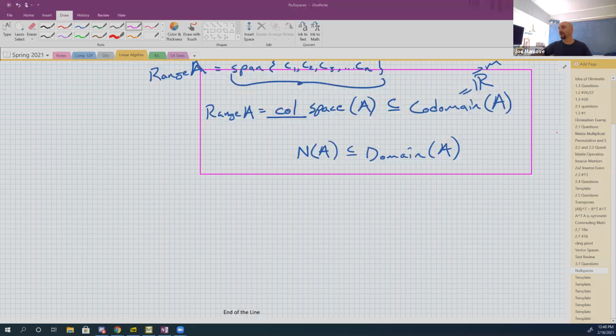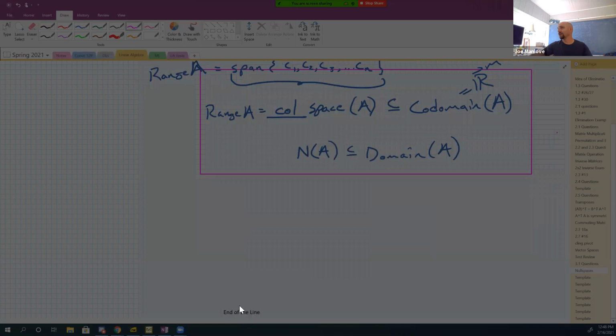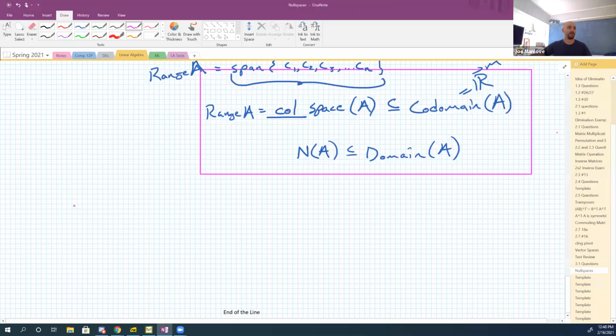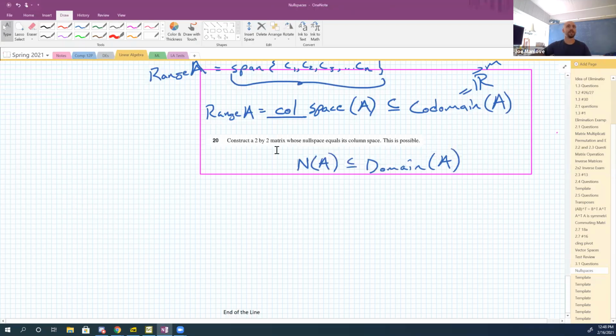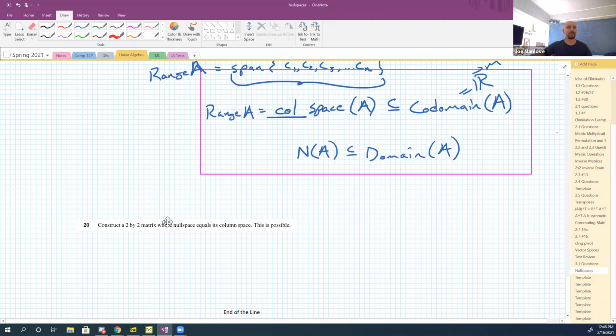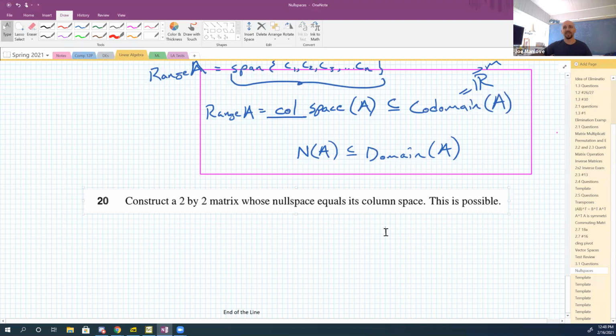Okay, and now we're finally going to get to Jacob's question, which is: construct a 2 by 2 matrix whose null space is its column space. And then it tells me this is possible. To which I say, yes, it is.